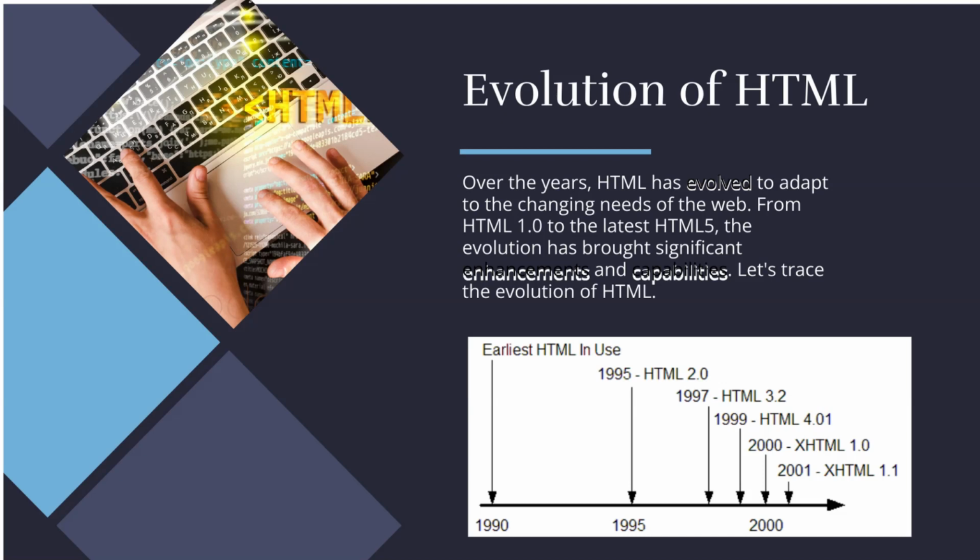XHTML, 2000. Extensible Hypertext Markup Language aimed to merge HTML and XML, making it more structured and machine-readable. However, it never gained widespread adoption. HTML5, 2014. The latest major version of HTML introduced numerous enhancements, including semantic elements, better multimedia support, and improved integration with CSS and JavaScript.